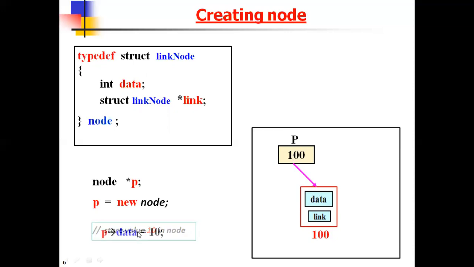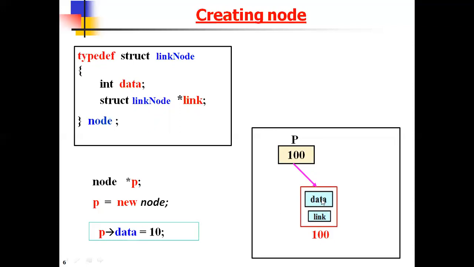So how will you write that? You can simply write p arrow data equal to 10. So this data part can be accessed by saying p arrow data. Link part can be accessed by saying p arrow link. So p arrow link means you are accessing link part. P arrow data means you are accessing the data part.